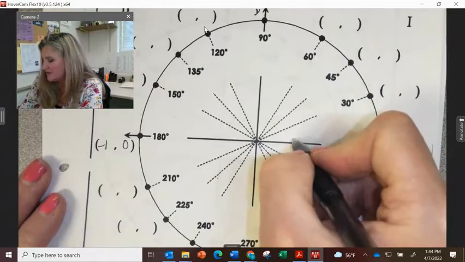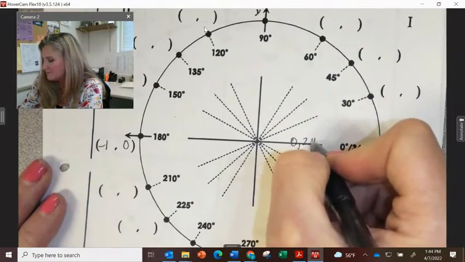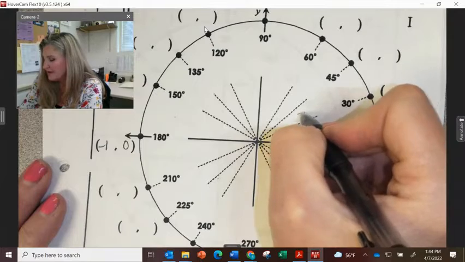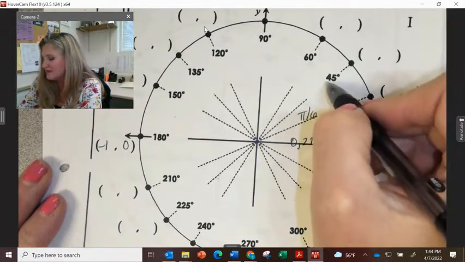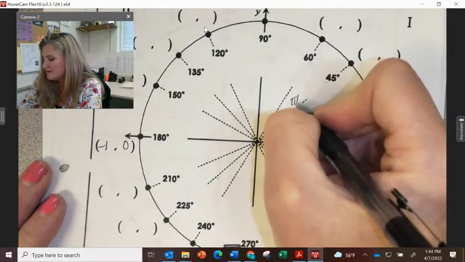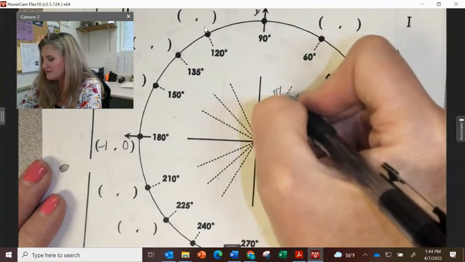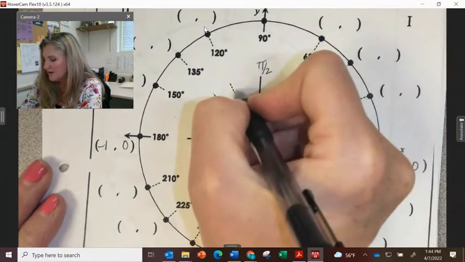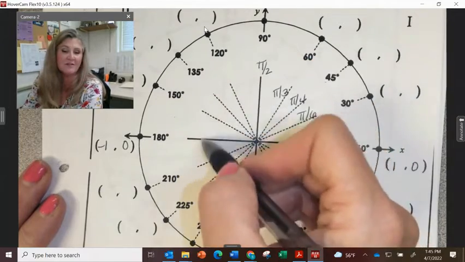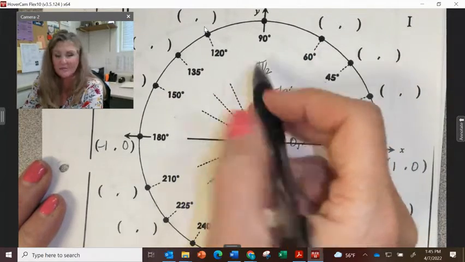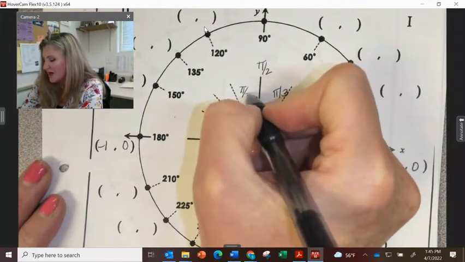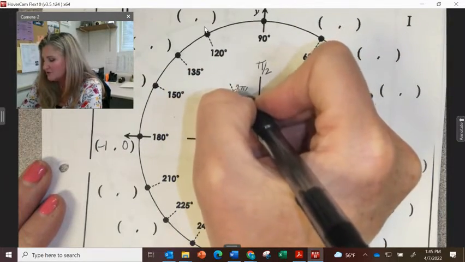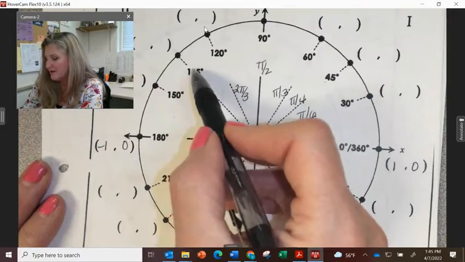Okay, let's go. This is 0 or 2 pi. 30 degrees is what? Pi over 6. Let's go quickly, guys. 45 is, 60 is, 90 is, 120. What's the reference angle? Think of the reference angle first. What is it? 60 is the reference. So we know it's pi over 3. 60 times what gives us 120? 2. So it's 2 pi over 3.